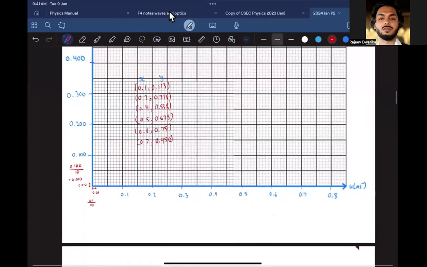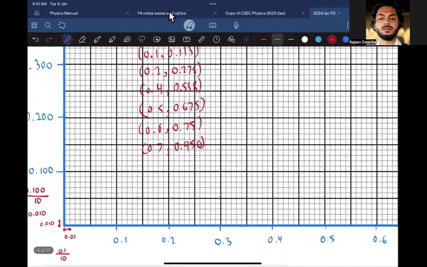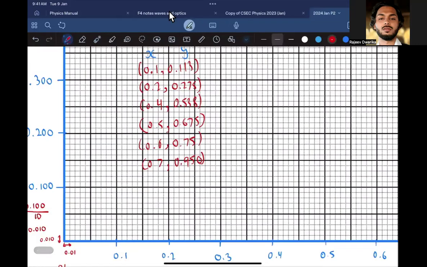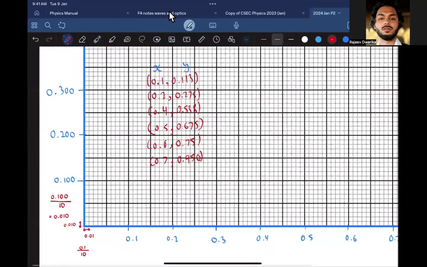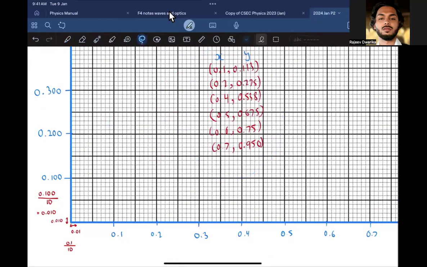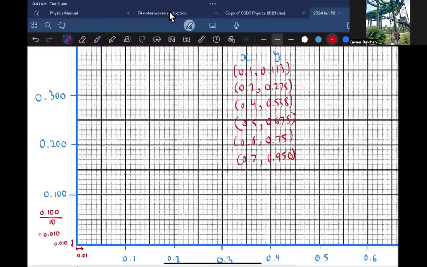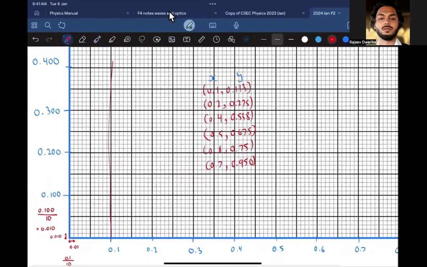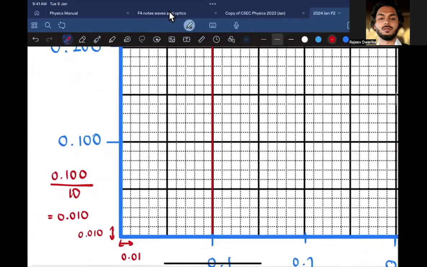Okay, cool. So now we can actually start plotting. Justin, let me do the first one: 0.1, comma 0.113. Here's a trick: it helps to draw a very light vertical line at 0.1. And now we just have to locate the y value. So Justin, 0.113. Since we know that one small block is 0.010, what do you think this block would be?